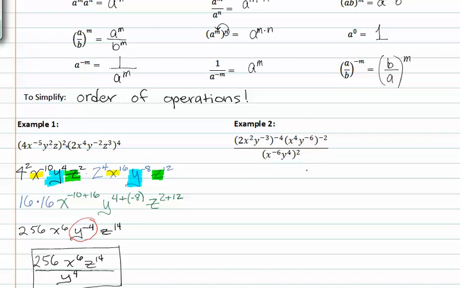On example 2, we have a fraction, so we're going to simplify the numerator and the denominator separately. Simplifying by distributing the exponents through, we get 2 to the negative 4th, x to the negative 8, y to the positive 12. Distributing the negative 2 through, we get times x to the negative 8, y to the positive 12, all over x to the negative 12, y to the positive 8.